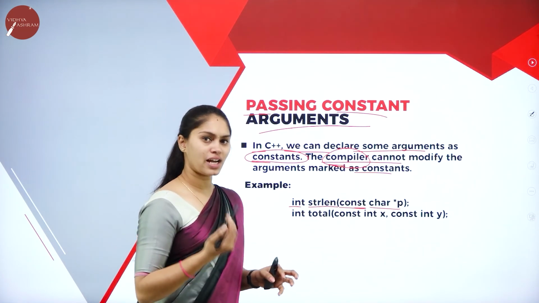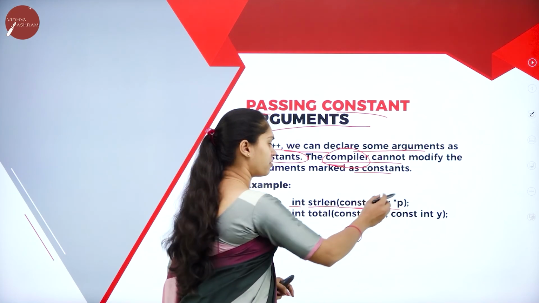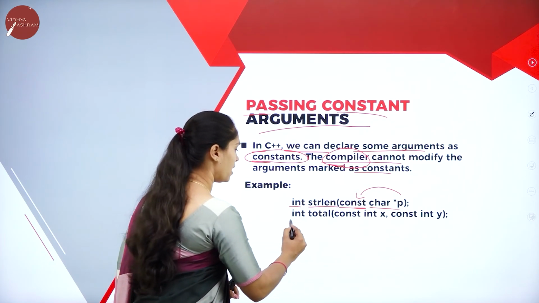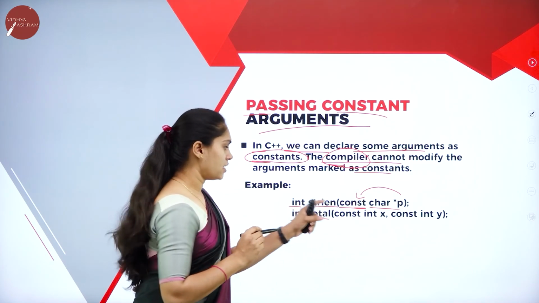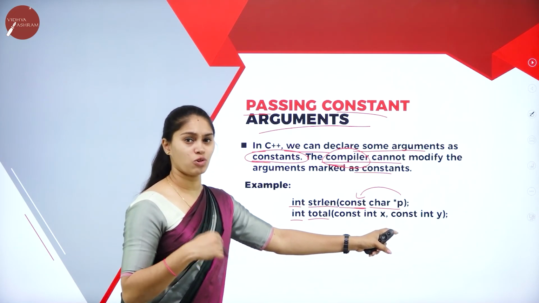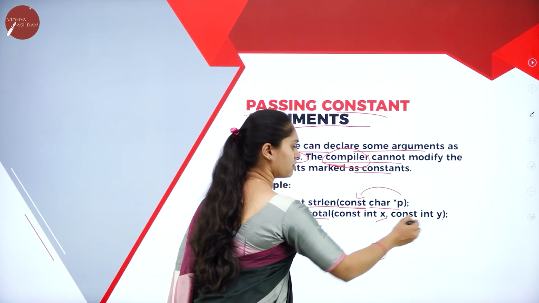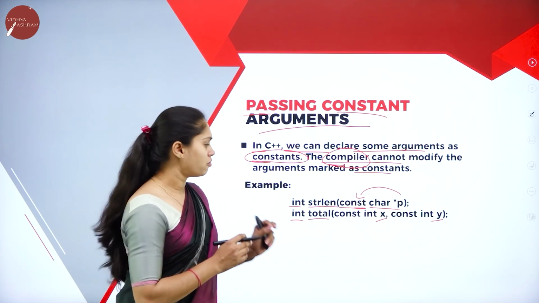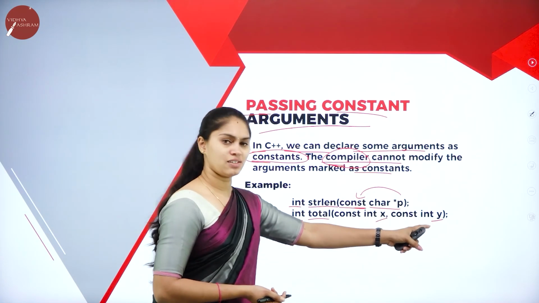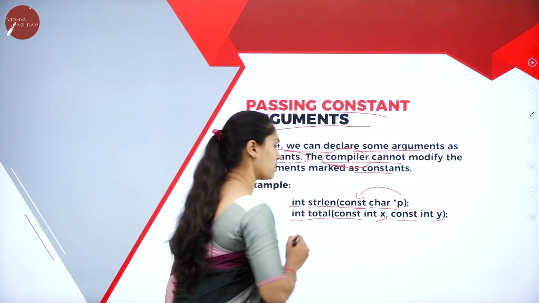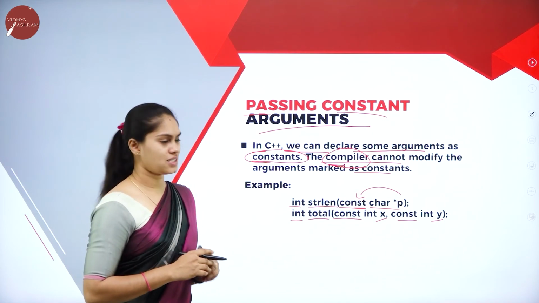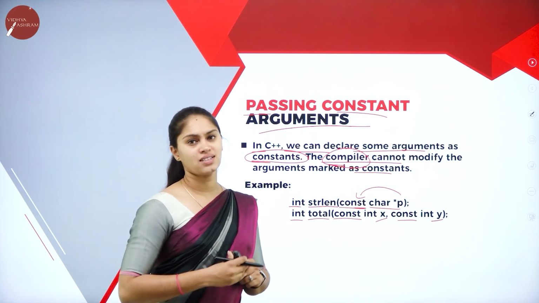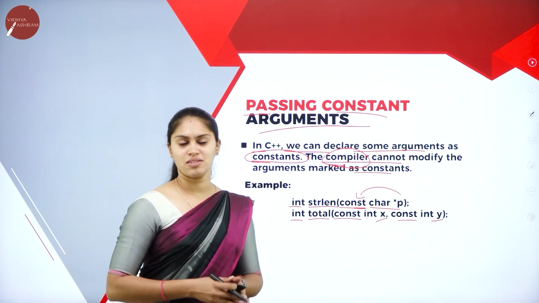So whatever value we have in the pointer variable called p, everything will be treated as a constant value. We can see one more example, int total, where I am making x and y constant values. Whatever value I give for x and y will be the same throughout my program, so even the compiler can't modify the values assigned to x and y. Why? Because we are making these two variables const. That is the reason for having constant arguments. So this kind of parameter can also be sent in our user defined function.